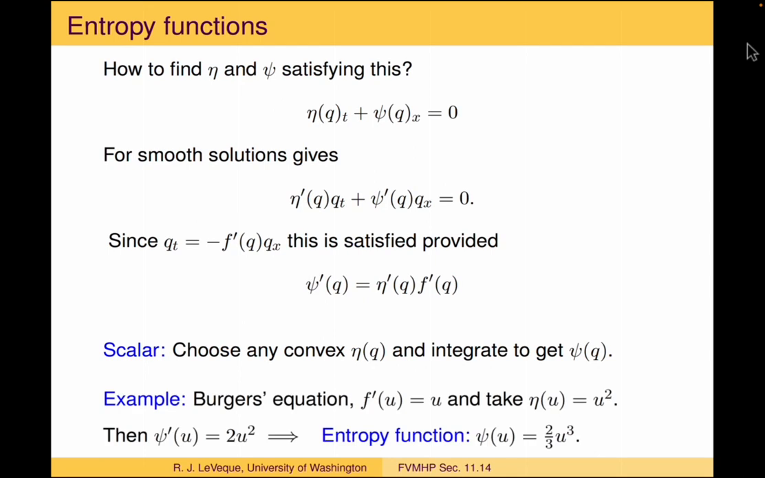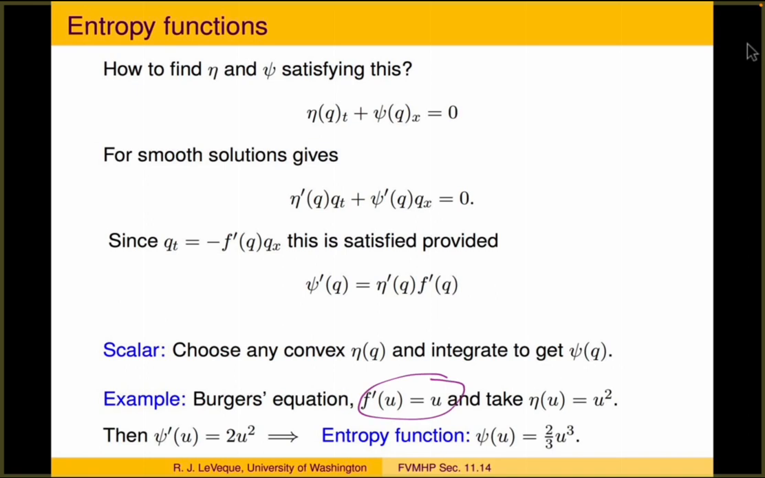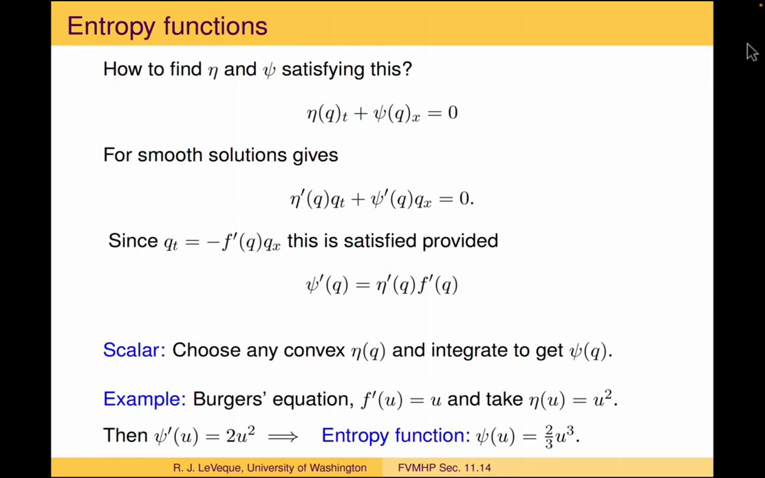So for example, Burgers' equation, where I'm switching to u: the flux function is 1/2 u squared, so the derivative f prime of u is just u. We can take eta of u to be any convex function. The simplest one is just u squared. Then from this equation here, multiplying f prime times eta prime, we get 2u squared. That gives us the differential equation for psi prime, and then integrating that gives us finally that psi of u is 2/3 u cubed.